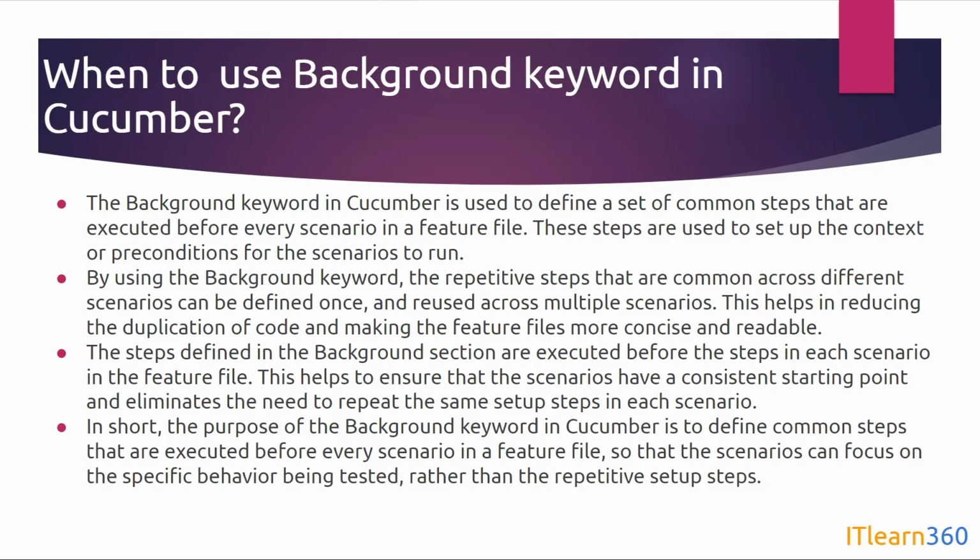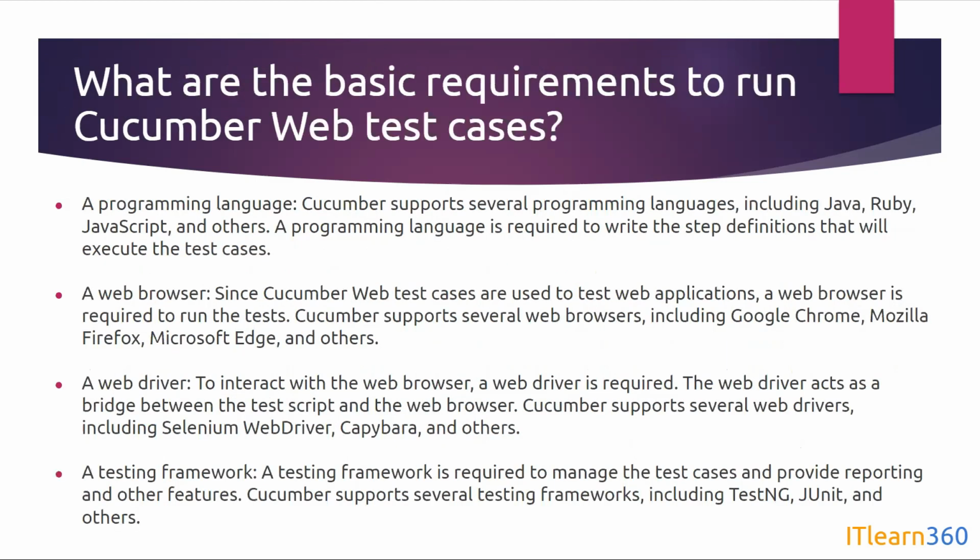The background keyword in Cucumber is used to define a set of common steps that are executed before every scenario in a feature file. That means if you want to describe something before the scenarios in the feature file, you can use this background keyword. The purpose of the background keyword is to define common steps that are executed before each scenario, so that the scenario can focus on the specific behavior being tested rather than repetitive setup steps. Good.